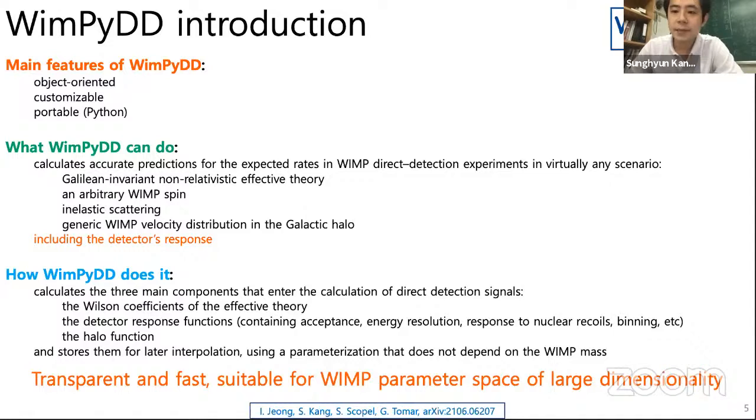It can calculate expected rates in WIMP direct detection in any scenario such as listed here, including the detector's response. The way to do that is calculating these three main components: Wilson coefficients of the effective theory, the detector response functions, and the halo function, and storing them for later interpolation using a parameterization that does not depend on WIMP mass. Therefore, WimPyDD is transparent and fast, suitable for WIMP parameter space of large dimensionality.